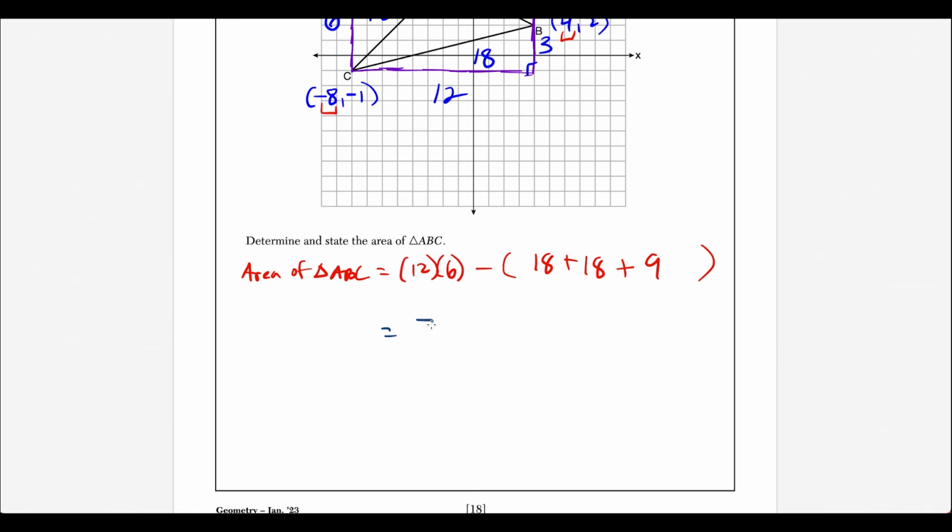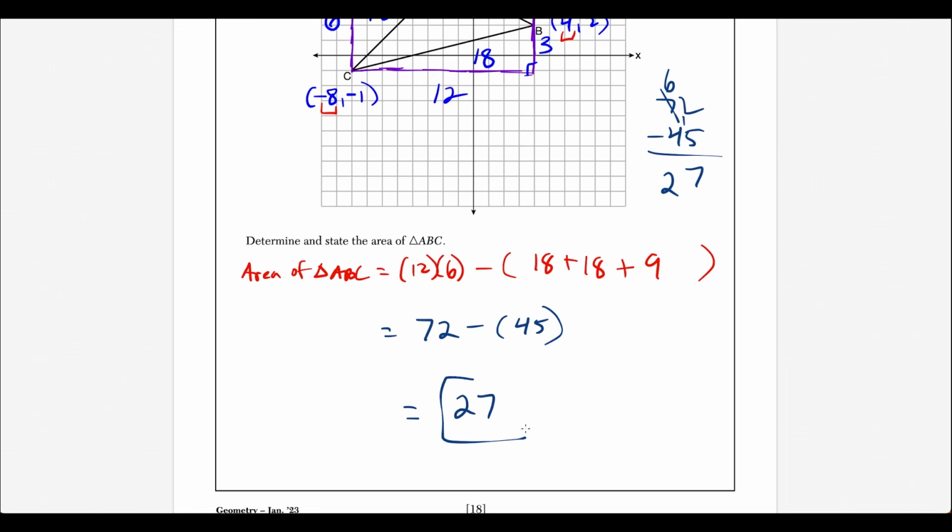So now this is going to work out to 72 minus, and if we do 18 plus 18, that's 36, and 36 plus 9 is 45. And now this we could just punch in a calculator, but if we want to use some long subtraction here, I'm just going to go ahead and do that. So I'm going to borrow over here, and then 12 minus 5 is 7, and then 6 minus 4 is 2. So our answer here, the area of the triangle, is going to be 27 square units.